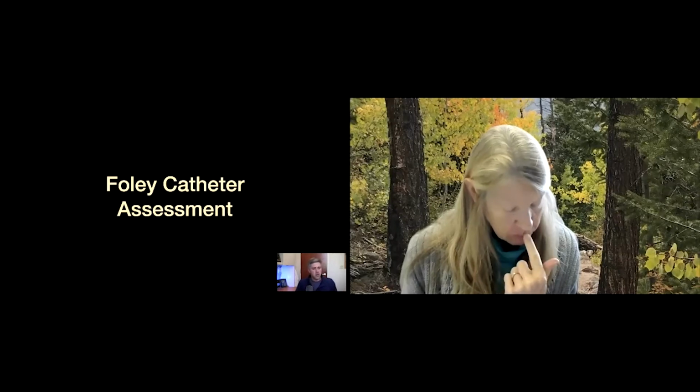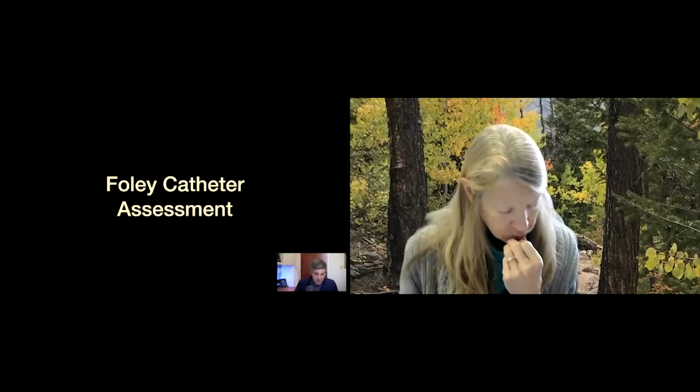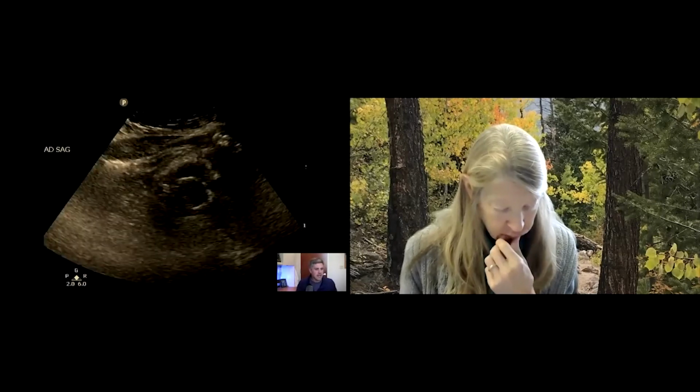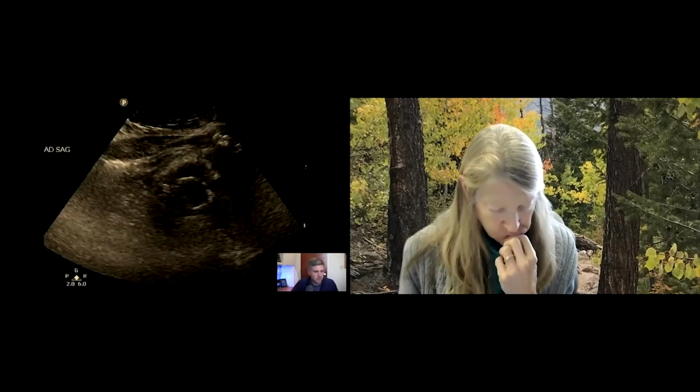And so the ultrasound can be really helpful in identifying, okay, did my patient just become anuric because the kidney is shutting down, or did my Foley block something off that's preventing things from coming out? So for example, this is a patient where we can see the Foley balloon inflated inside the bladder, right?